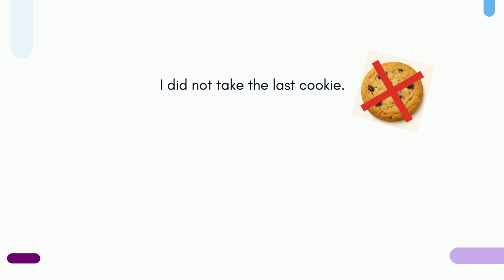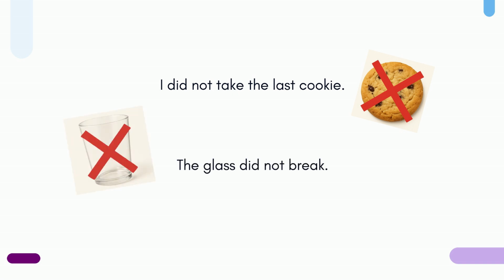Now that we know how to use verbs in the past simple to say things that happened in the past, let's learn how to say things that did not happen. Look at these sentences. I did not take the last cookie. The glass did not break. Do you see which words show that something did not happen? That's right. We use the words did not. Did you also notice that the verbs take and break are not in the past simple here? They are in the base form of the verb.